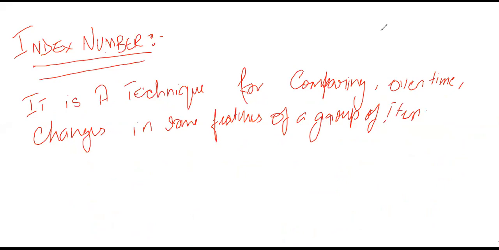So, what basically is an index number? It is a technique for measuring changes over time in some feature of an item or group. You normally take a particular base year, and by using that base year you calculate the changes over a number of years for one particular item.